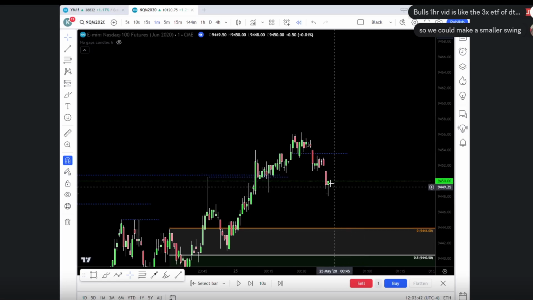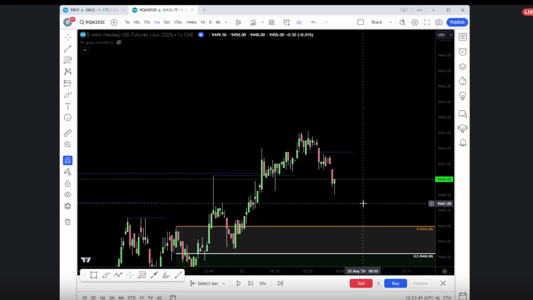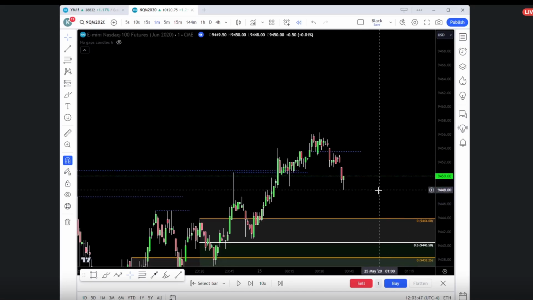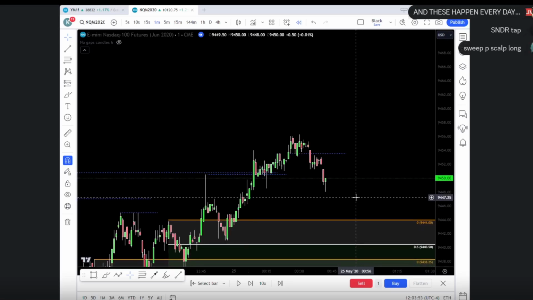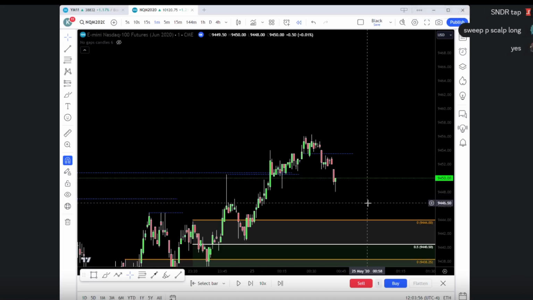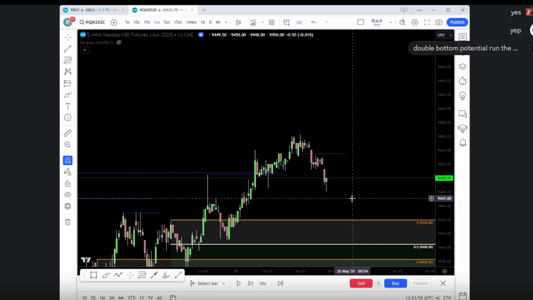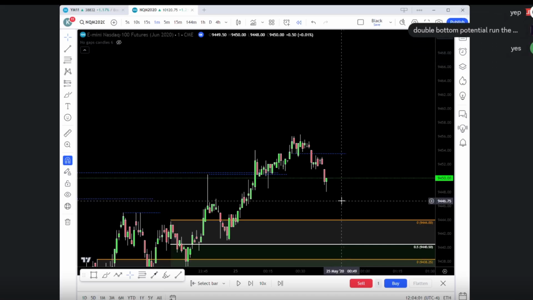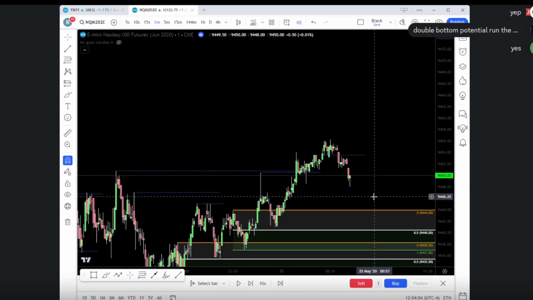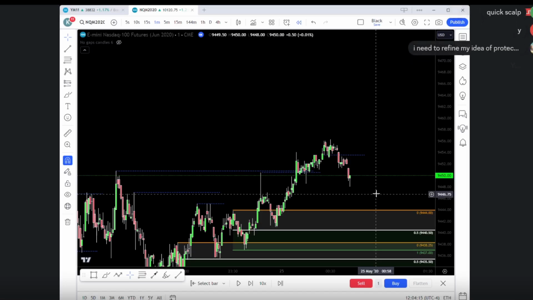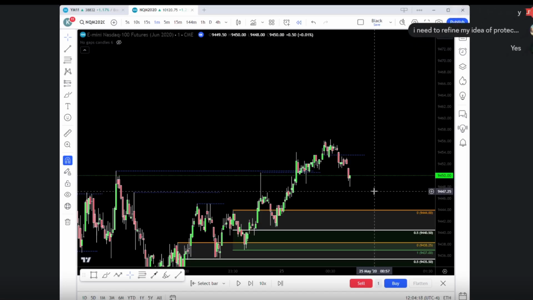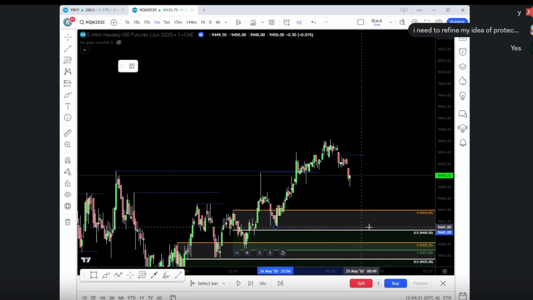What are we thinking here? We're looking for a retracement back up and then a breakdown. SNDR top. Okay. Anybody thinking long? Where's your protected low? Protected low is still here.